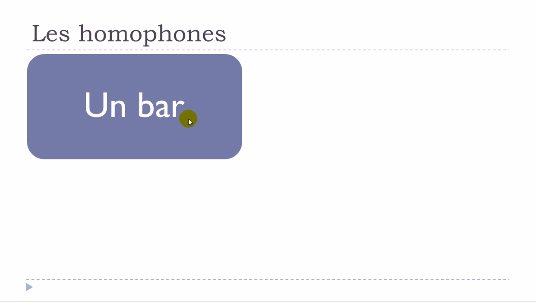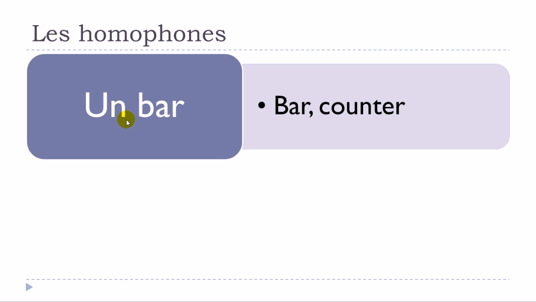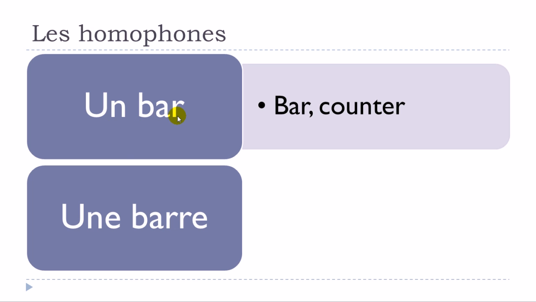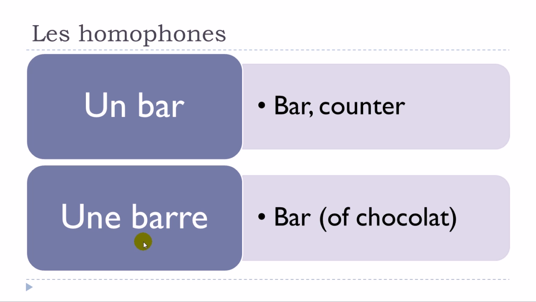Un bar. And then une barre. You can hear that you pronounce it exactly the same way, but then you get R, R, and then E. Une barre.